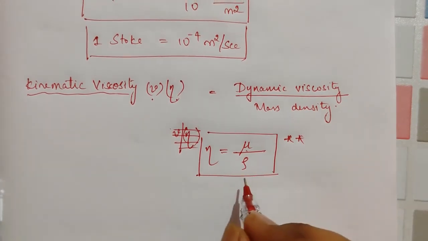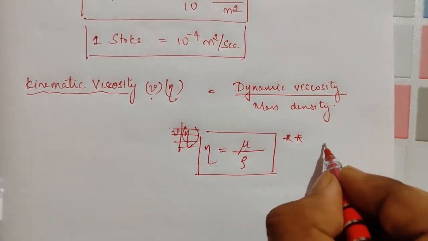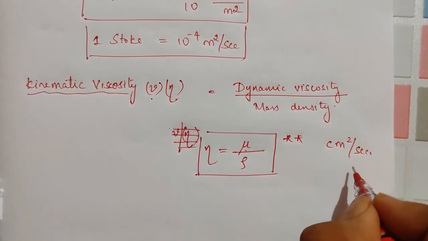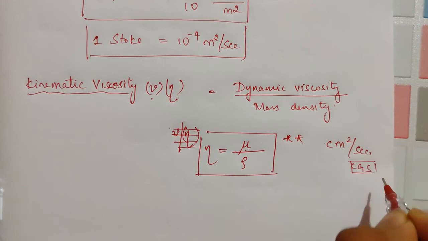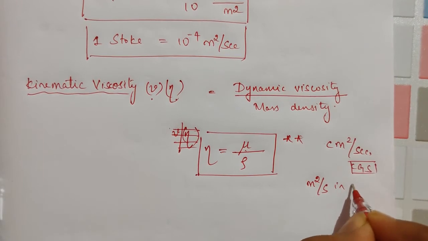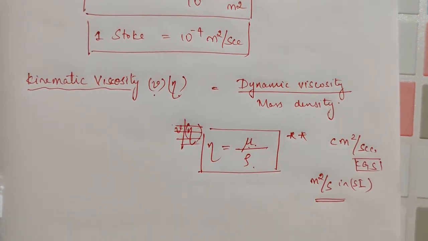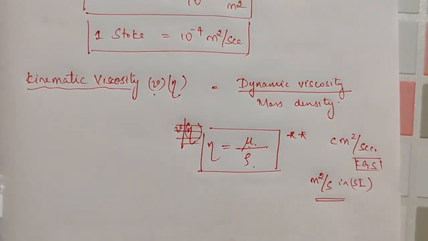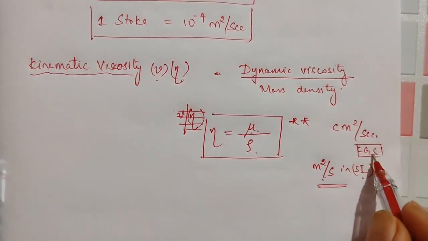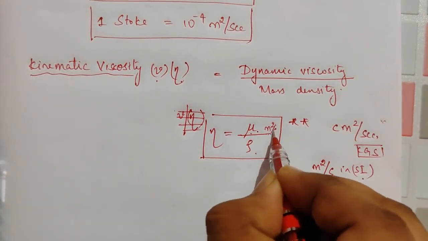So this unit may be in terms of Stokes. Okay, so what is the unit of this? Centimeter square per second in CGS system, or meter square per second in SI system. So right now this is enough. For SI unit it is meter square per second; CGS is not so important to us. So remember, meter square per second only.